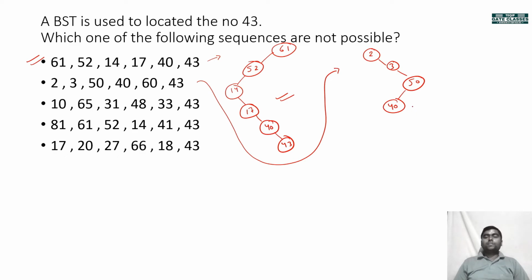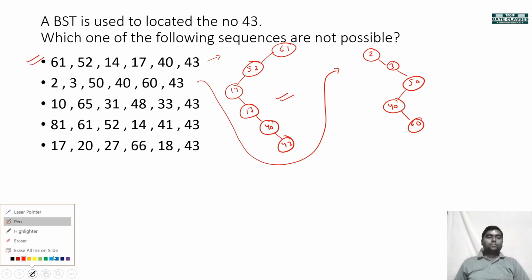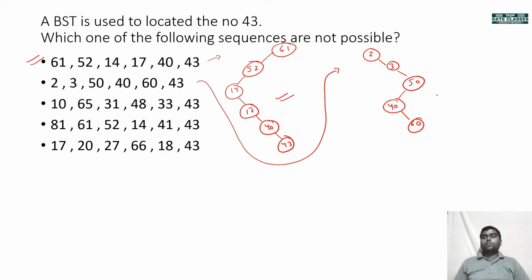Now for 60, so 60 will go to the right, but it is violating the condition. Where is it violating? It is violating over there. It is not a BST. So that's why this is not possible. Now take the third one.